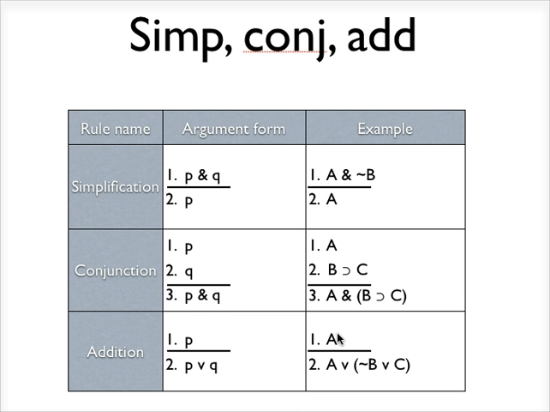So here's an example. Suppose in my proof I have been given as a premise or have derived the statement A. If I have that, I'm allowed to assert, well, either A is true or some other statement, in this case, not B or C, is true. The not B or C here is analogous to Q.